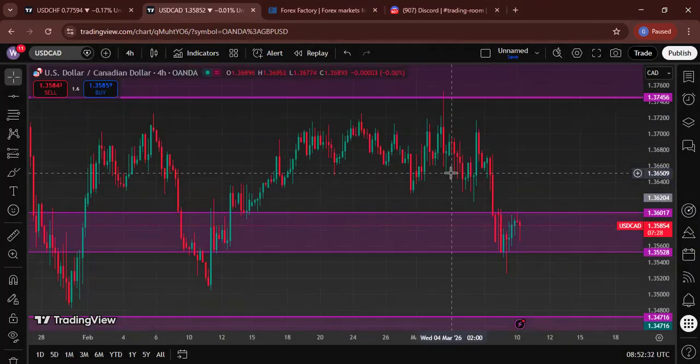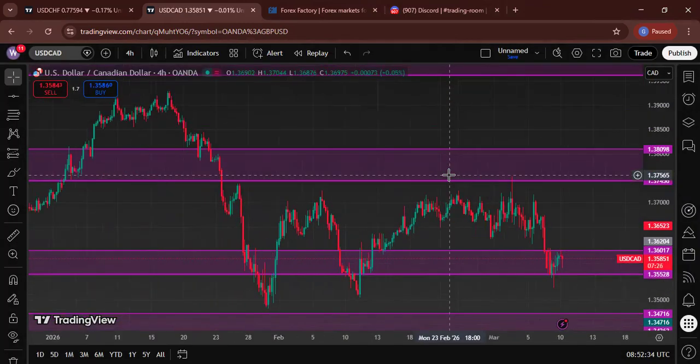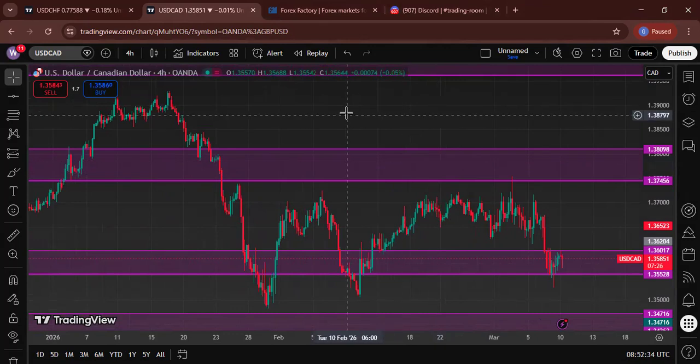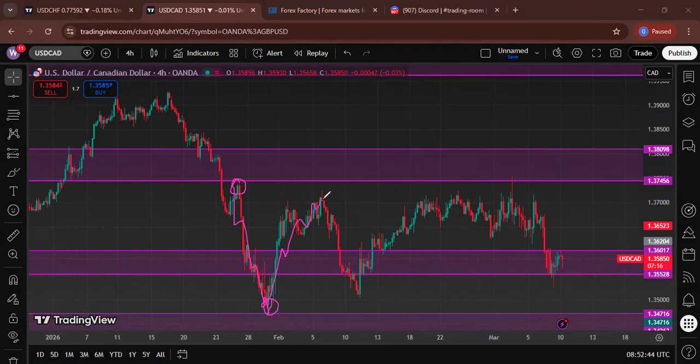For USD, this is what we have. Our working range again is from this supply all the way down to this demand and back to this supply. That range was filled. Then we have again from these highs back to these lows and to these highs again, that range was filled.